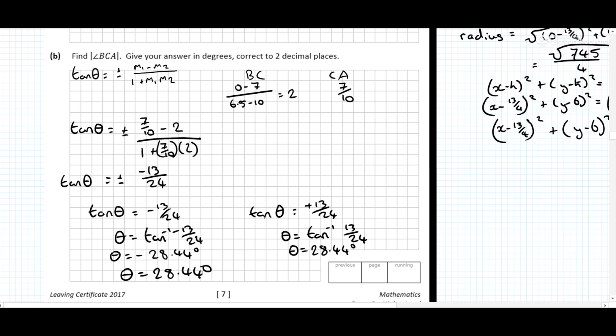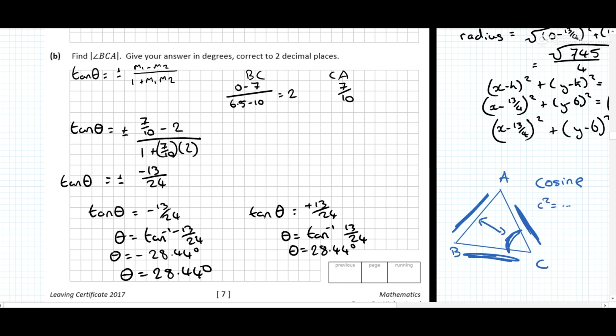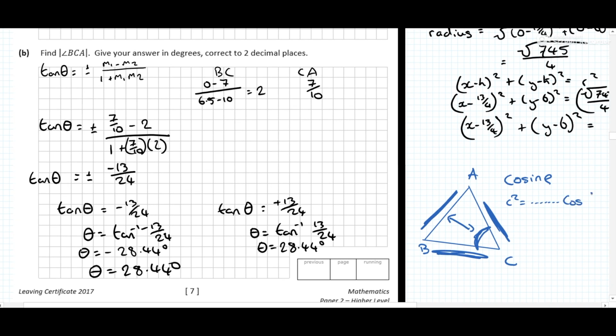There is a second way of doing this question. You've got your A, B and C. Think about it. You could find this distance, this distance, and this distance using the distance formula. You want this angle. So what have you got? You've got a triangle, and you know 3 sides, so you could use the cosine rule, making sure that they are opposite each other in the cosine rule. C squared is equal to blah blah blah cosine C.